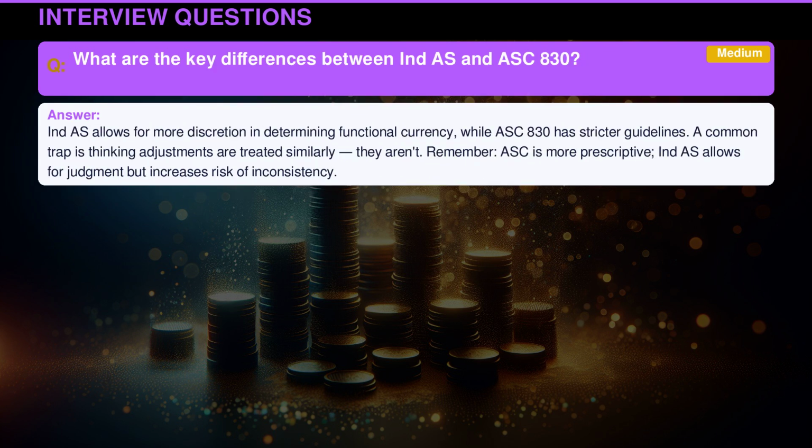Indian accounting standard allows for more discretion in determining functional currency, while ASC 830 has stricter guidelines. A common trap is thinking adjustments are treated similarly. They aren't. Remember, ASC is more prescriptive. Indian accounting standard allows for judgment, but increases risk of inconsistency.